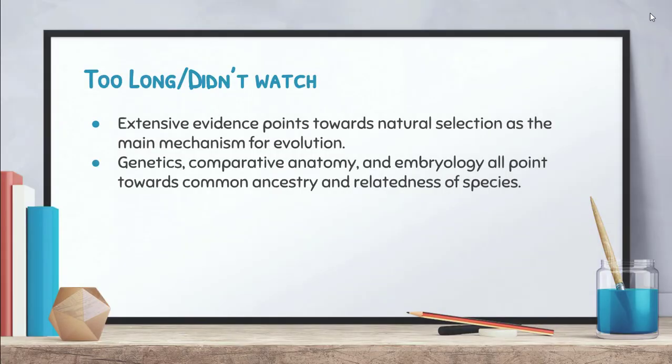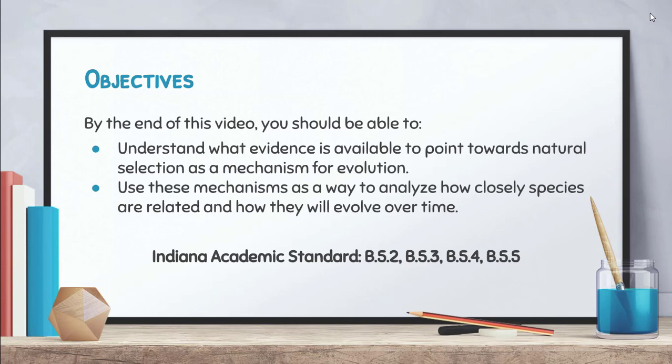But get the idea that there are lots of different ways, lots of different evidences that point towards evolution and natural selection. And extensive evidence points towards it as the mechanism for evolution. Genetics and comparative anatomy and embryology all point towards common ancestry and relatedness of species. So we look at all of these things to help us understand how species are related to one another, how recent their common ancestor is. All of the different things we're looking at help us understand natural selection and evolution.